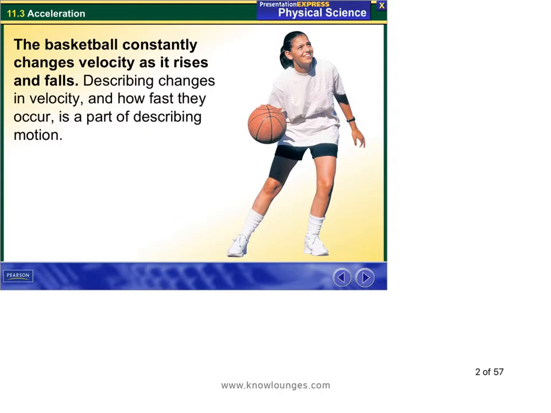Today we're going to be doing section 11.3 Acceleration notes. Acceleration is going to be dealing with changes in velocity, another key aspect of motion.